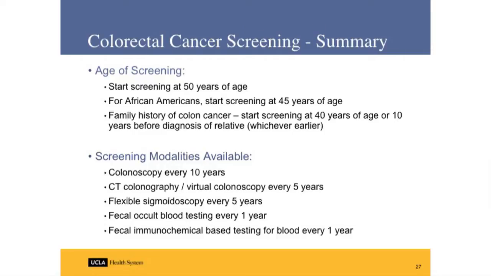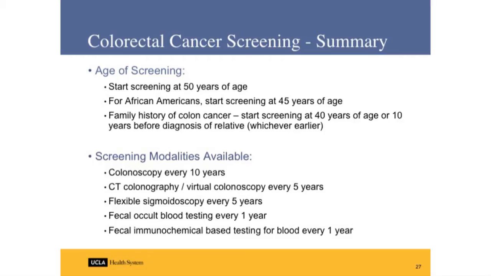So, summary for colorectal cancer. The age that you start screening, it's recommended to start at 50 years of age for everyone. As I mentioned before, for African Americans, the age that you start screening is 45 because they're at increased risk. Also, if you have a family history of colorectal cancer, you start screening at the age of 40 years or 10 years before the diagnosis of colorectal cancer in a relative. So whichever comes earlier, either 40 years or 10 years before the diagnosis of your relative.